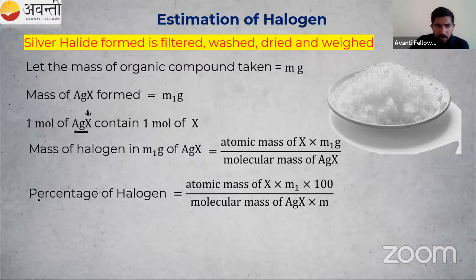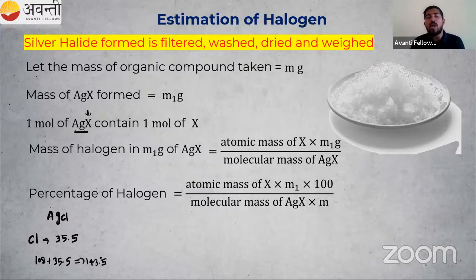Suppose in this, AgCl is formed. Then how to do that? The atomic mass of X, that is our halogen, chlorine, is 35.5. Then molecular mass of AgX, how to find that? Ag, what is the mass? 108. 108 plus 35.5, so I will get 143.5. That is the molecular mass of AgX. Here it is AgCl, so 143.5.